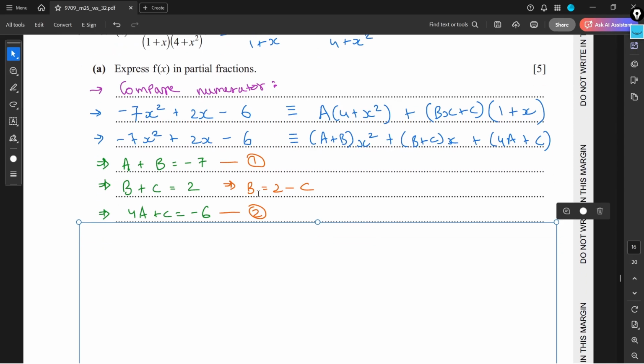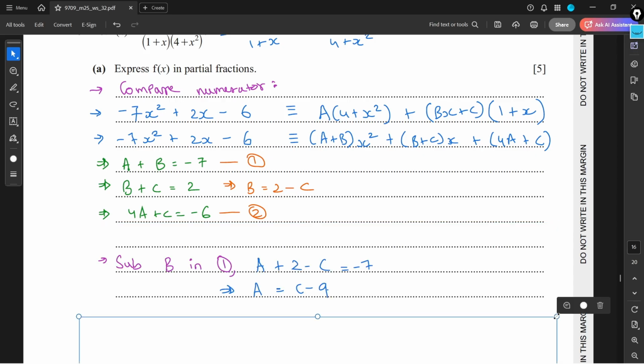Now from the second equation, as you can see, I have made b the subject of formula. Now I'm going to just substitute this b in the first equation so that I can have an equation in terms of a and c. And even in the last equation, we are having an equation in terms of a and c. We can solve both of these equations together.